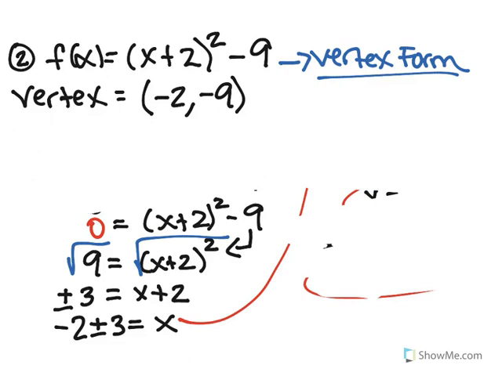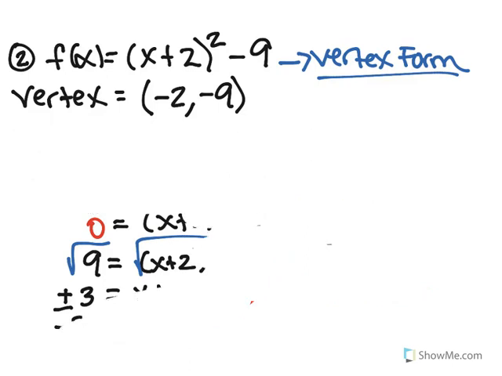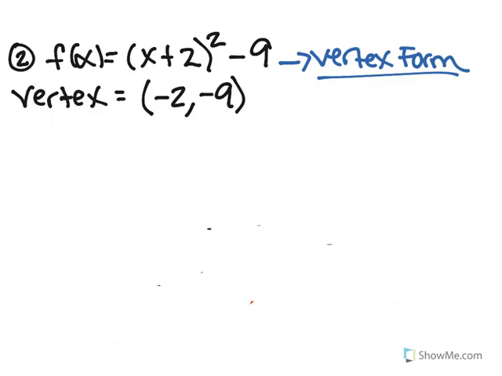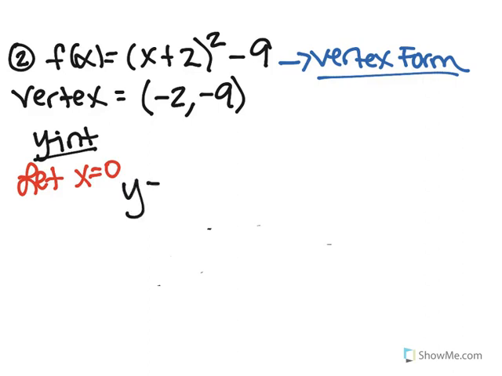Now let's find the y-intercept. Y-intercept, this time we're going to let x equal 0. Let x be 0. So back to our equation. It's y equals x plus 2 squared minus 9. And I'm going to let x be 0.